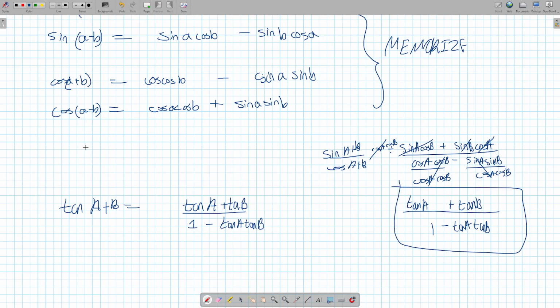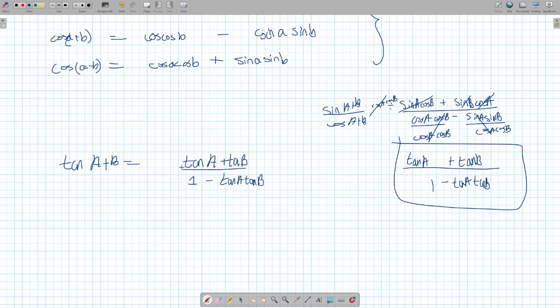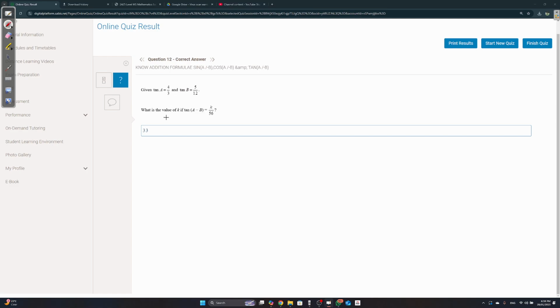So if you want to derive this knowing sine and cosine, you can derive it. And obviously for minus it's just going to be the same thing: tan A minus tan B over 1 plus tan A tan B. If you need minus, which you probably will actually. So what's the value of k for tan A minus B? Tan A minus B is equal to tan A minus tan B over 1 plus tan A tan B.